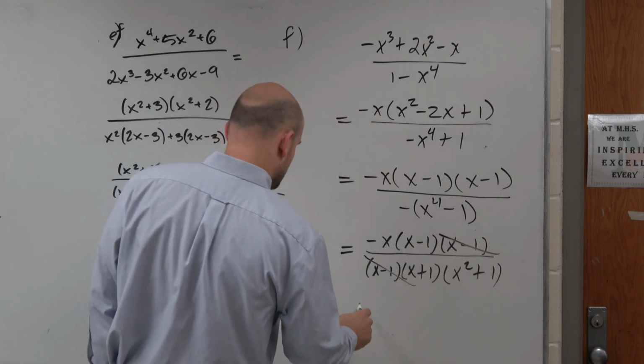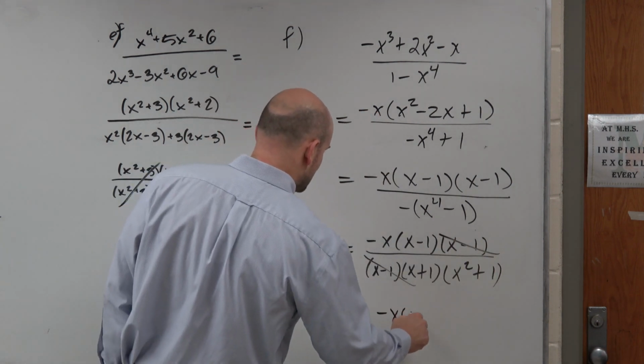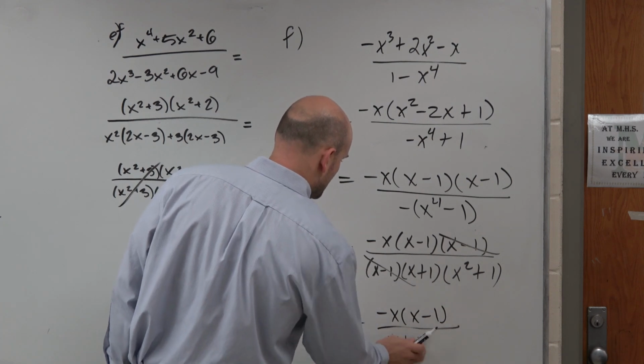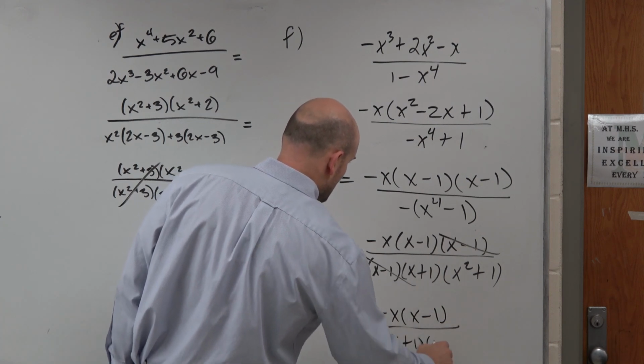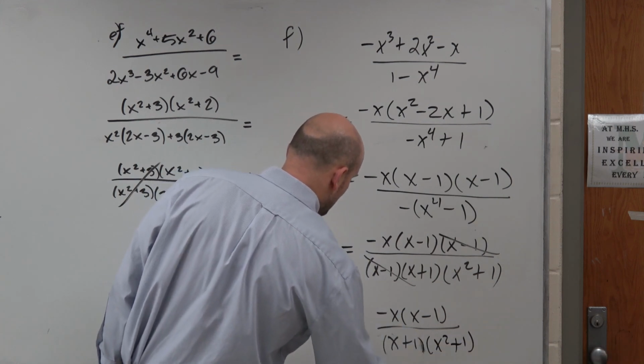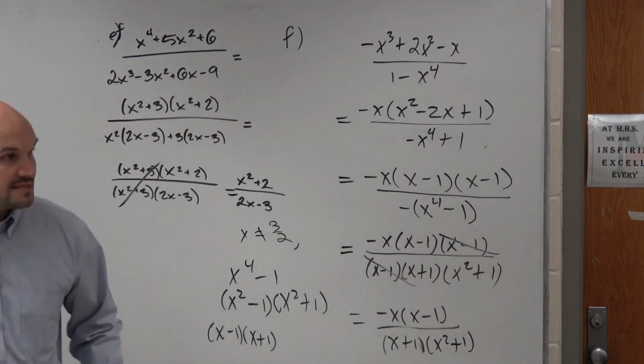And therefore, you guys can see my final answer here is negative x times x minus 1 all over x plus 1 times x squared plus 1, where x cannot equal negative 1 and 1. Right? Yes?